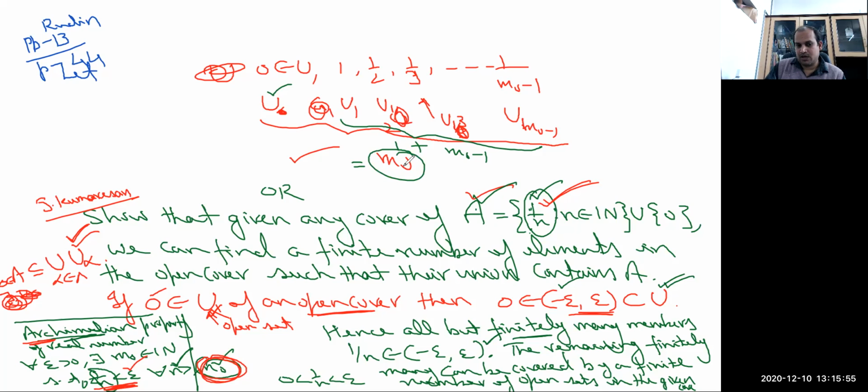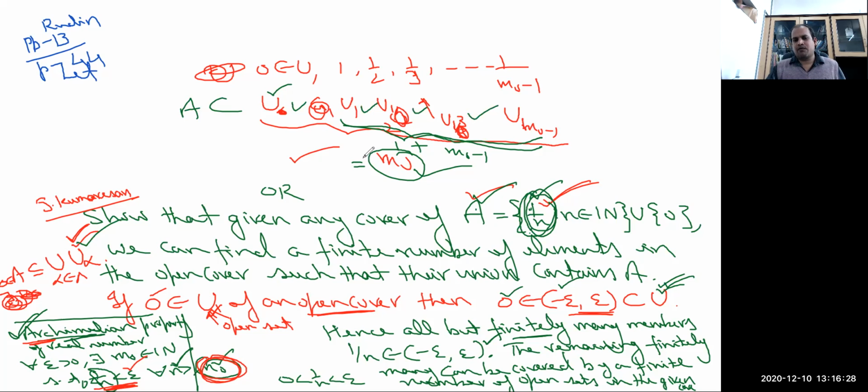That is, from the Archimedean property of R, whatever set we choose containing 0, it will always contain infinite members of the type 1 by n, and outside it there lie only finite members, and those finite members can be covered by taking finite open sets from this collection, and thus we always have a finite subcollection which is also covering this set A, I mean A can be contained in the union of all these.